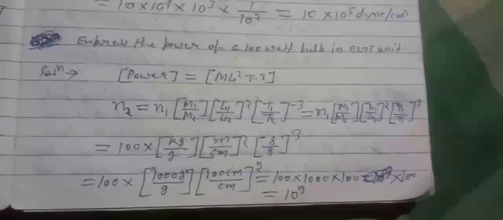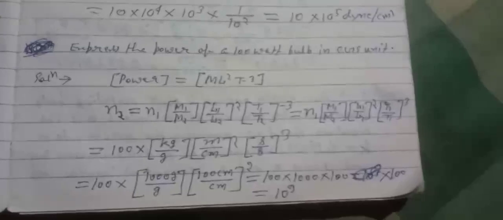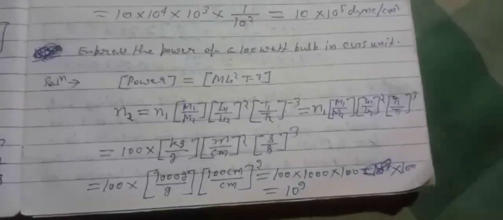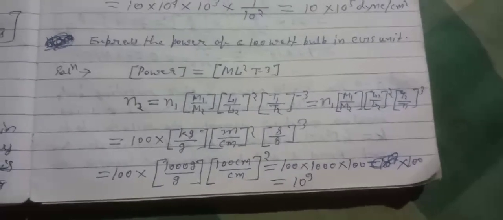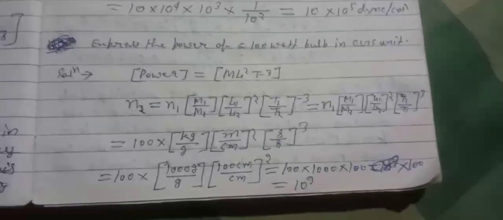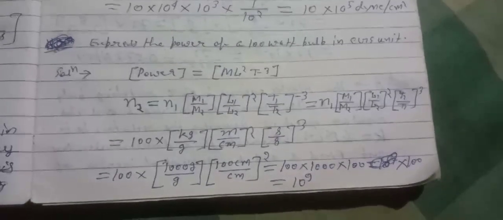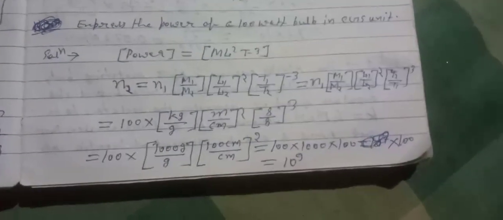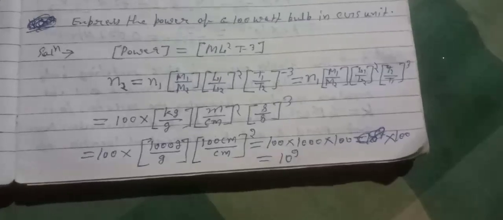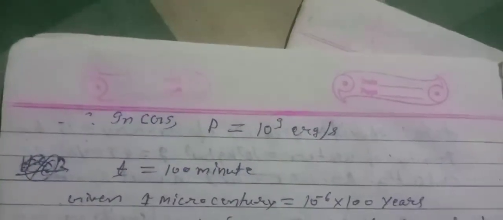Express the power of a 100 watt bulb in CGS unit. Dimensionally, power equals M L^2 T^-3. So n2 equals n1 into (M1 by M2), (L1 by L2) whole square, (T1 by T2) to the power minus 3. Using all the values, 100 times (kg by g), (meter by cm) whole square, (second by second) whole cube. Solving, we get 10 to the power 9. Hence in CGS, power equals 10 to the power 9 erg per second.